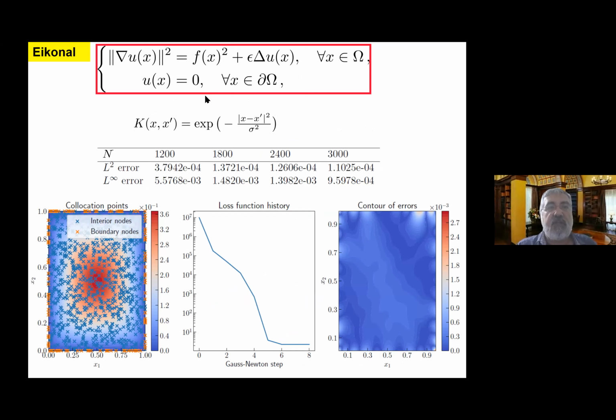These figures illustrate the accuracy of the method for Eikonal equation with a Gaussian kernel. And here our Gauss-Newton algorithm converges in 6 steps. This table shows the convergence of the method as you refine the mesh, or as you decrease the fill distance between collocation points.